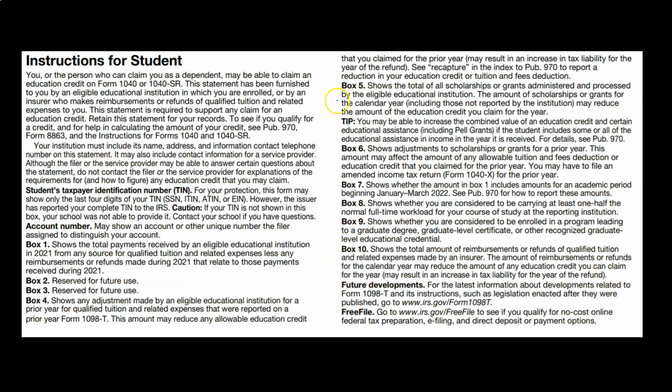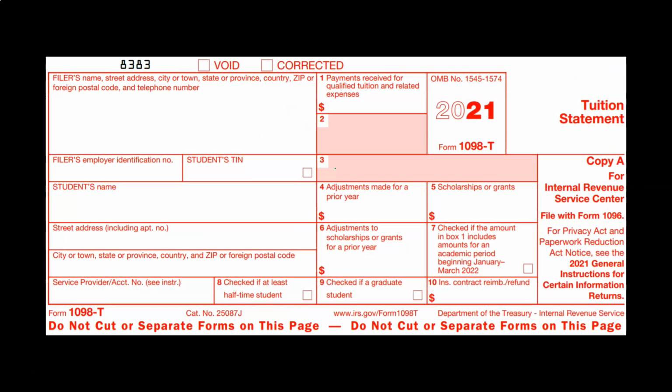If you have questions about any line item, then you can see the instructions. You can look up the instructions on the IRS website if they are not provided, by looking up Form 1098-T on the IRS website. We'll discuss this form more when we get to the credits and the education credits in a future presentation.